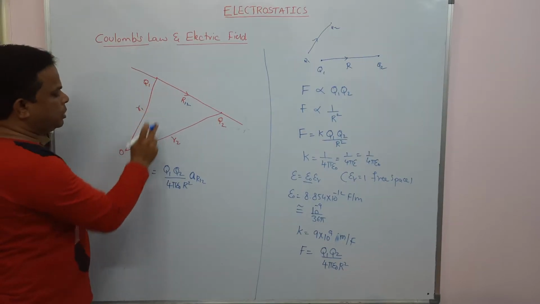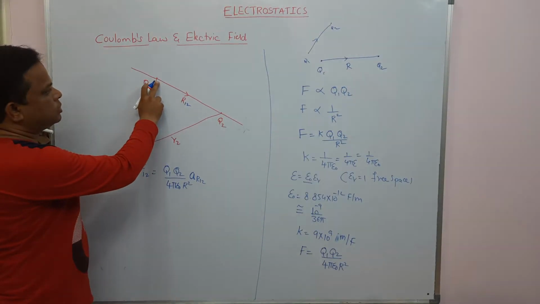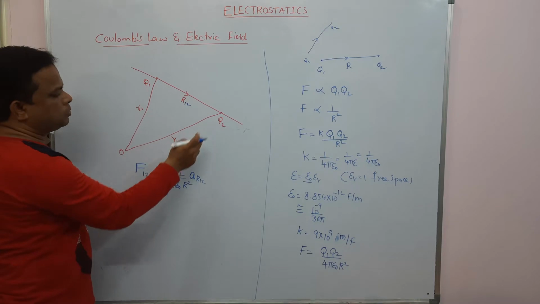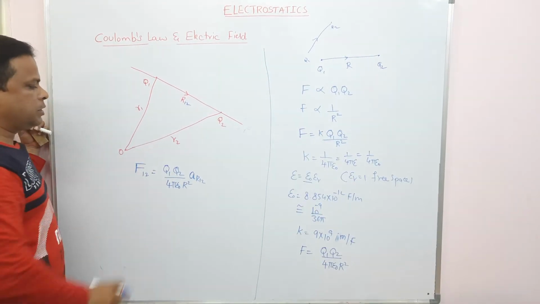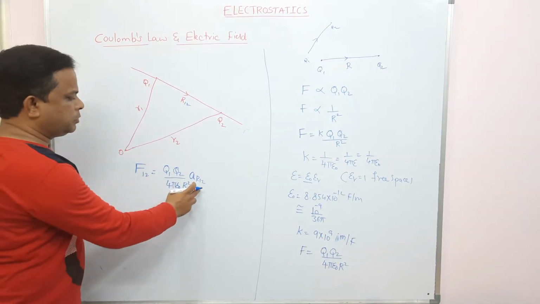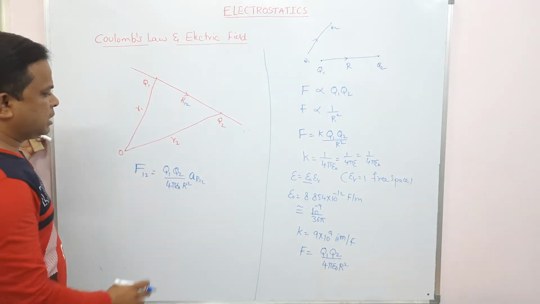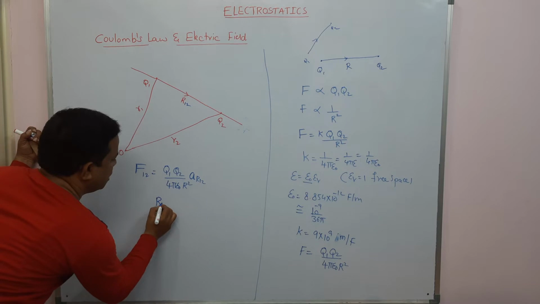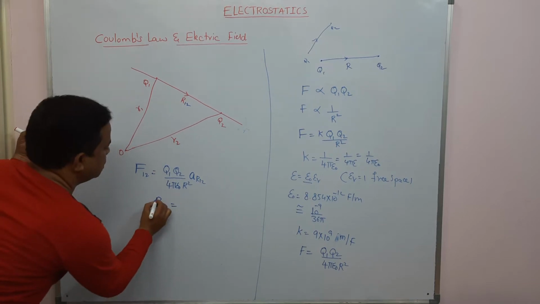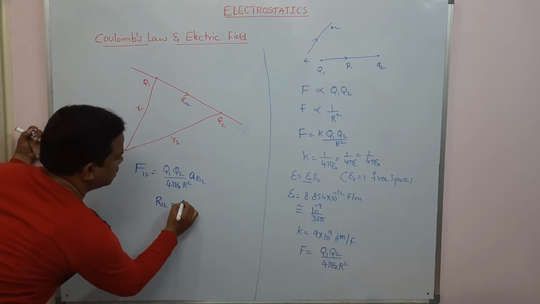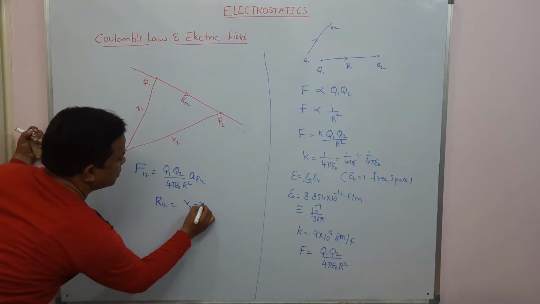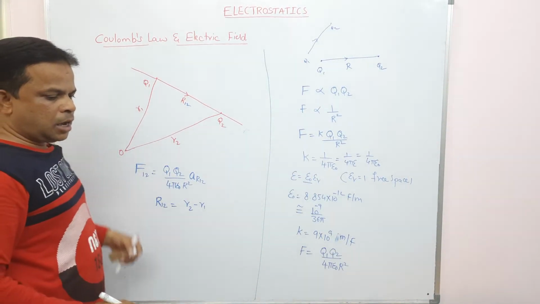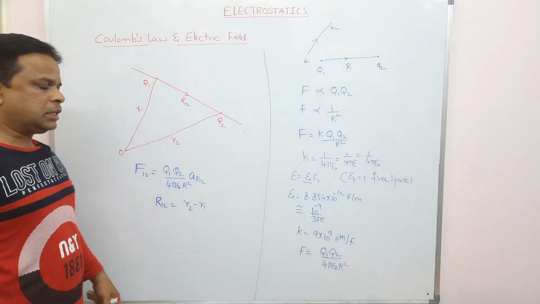So now I am going to calculate the force Q1 is exerting on Q2. That's why I have written F12 here. Now here the unit vector is given as, so the distance vector we know, that is if I take the distance vector R12, as the bold one, that is R2 minus R1. So this R2 minus R1 is the distance vector.